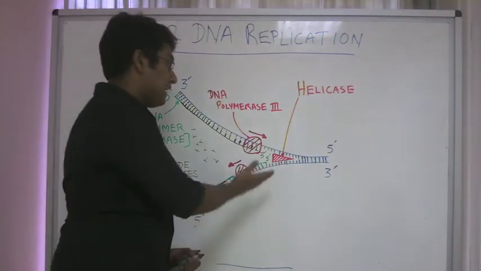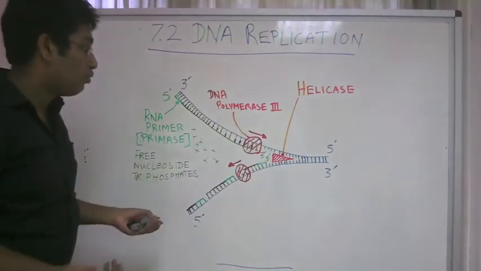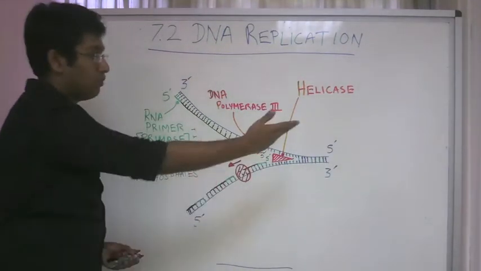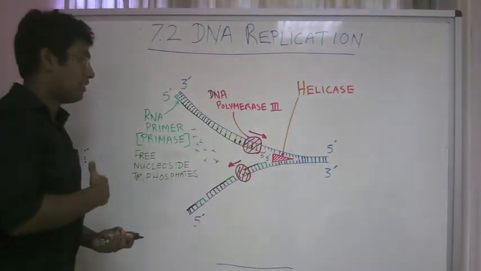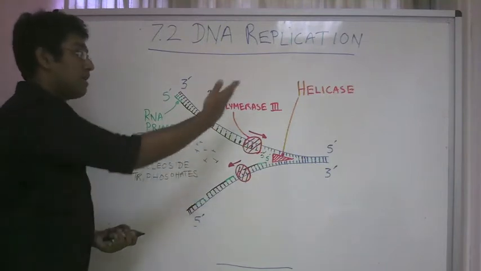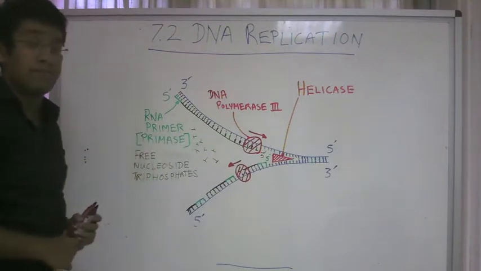Now, as helicase separates the parent DNA molecule into its two parent strands and proceeds to the right of the board, you will see the other enzymes coming into action. The next enzyme after helicase to play a role is the enzyme RNA primase.